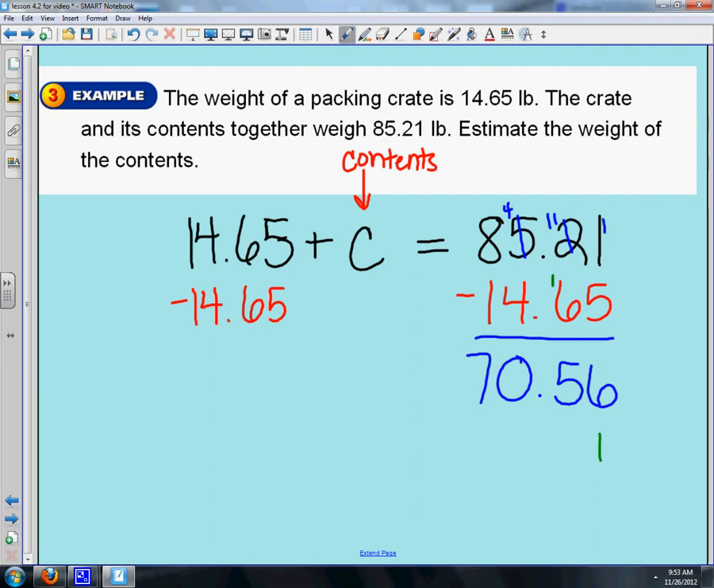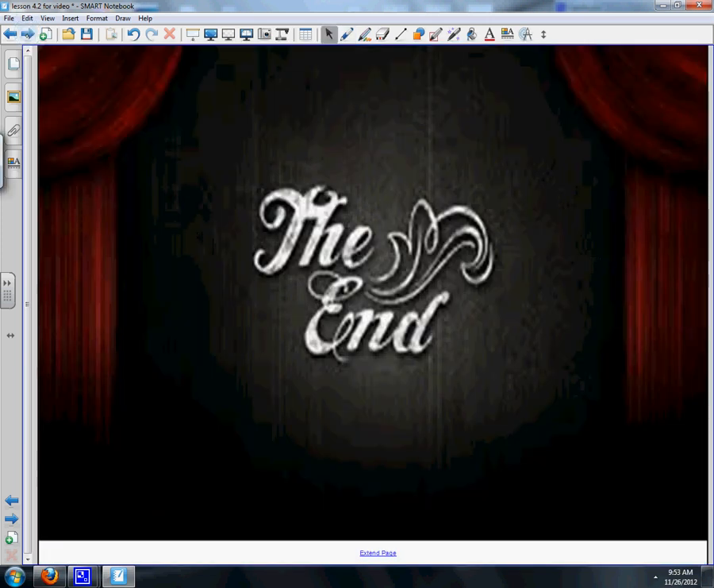Now I always double check to make sure I did it correctly, by adding these together. So that's 11, this is 12, 4 plus 1 is 5, and 7 plus 1 is 8. So 85.21, 85.21. So I know my answer is correct. 70.56 is the weight of the contents that went into that shipping box. So that's it for your notes.